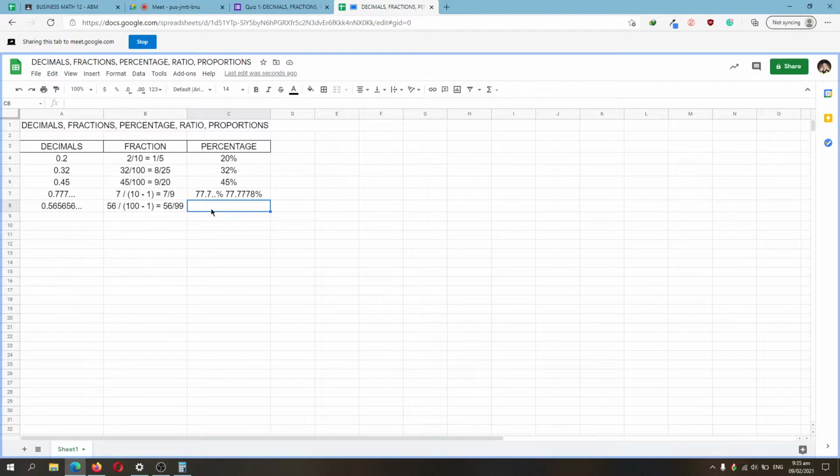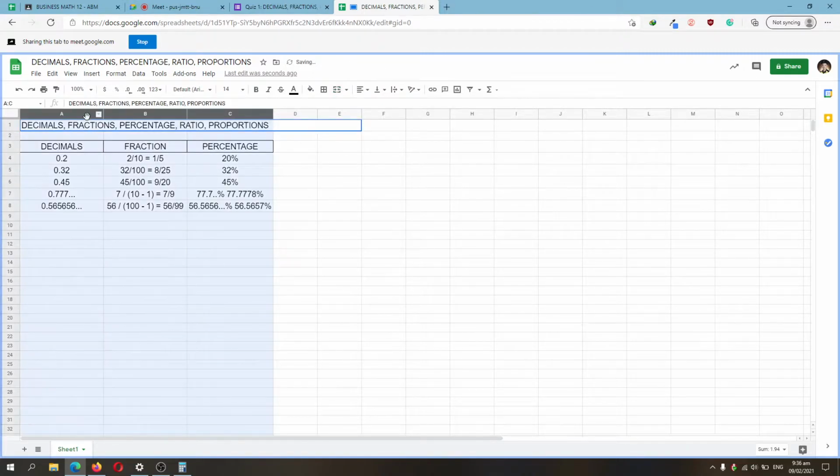Katulad lang din nung ginawa natin. 56, dahil nasa left side, 2 decimal places. So, merong percentage, kaso meron ka pang natitira. So, 0.5656 etc., or 56.5657%. Yan. Ganyan natin ina-express yan.